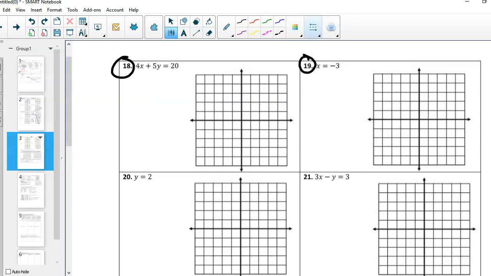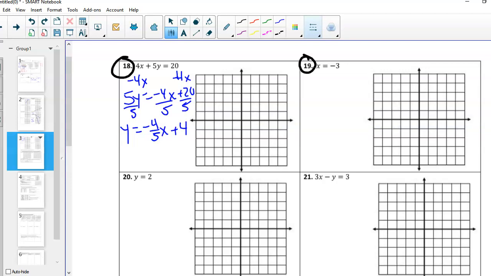Can we graph 18 as is? No. So we need to do one of 2 things. I don't care how you graph this. You can either solve this for y by subtracting 4x, dividing by 5. I'm going to do both. That's why I said that. So subtract 4x on both sides, divide everything by 5. So y equals -4/5 x plus 4 to get it in slope-intercept form.